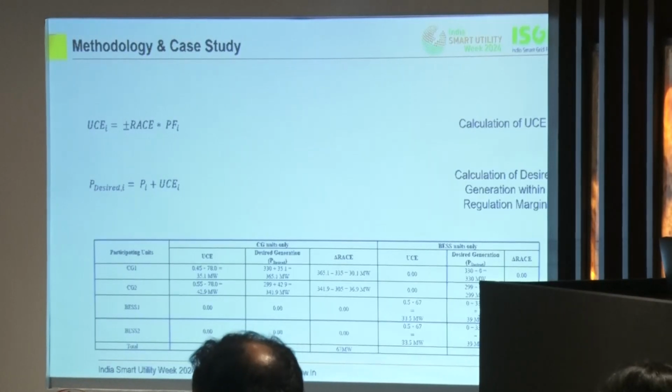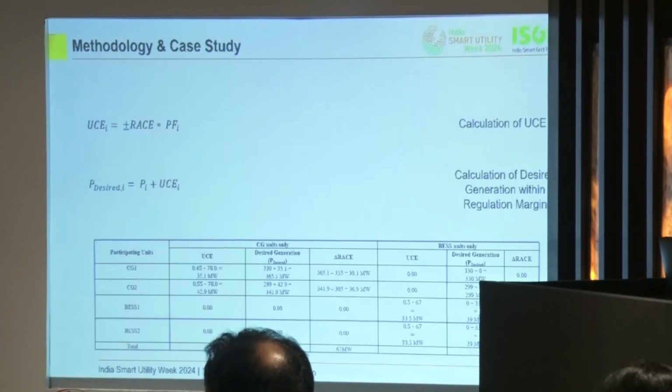Once this is done, we calculate UCE again. UCE means unit control error, right? This is the difference which the generator has to fill up to stabilize the system. And based on this, the new desired generation is calculated, which is nothing but the old generation plus the newly calculated delta generation that has to be updated. So this is first done in the regulation region.